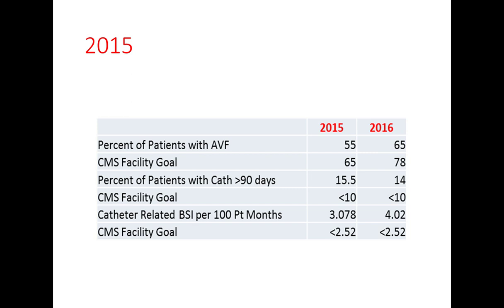We were running upwards of greater than 15% of our patients with catheters greater than 90 days. At first, we were going to take on the project as a catheter-related BSI project, but after we discussed that with the team further, we decided that we really needed to get our percent of catheters in greater than 90 days under control before we took on the BSI issue, because we felt it would be a natural evolution for our BSI rates to go down if we had fewer catheters.